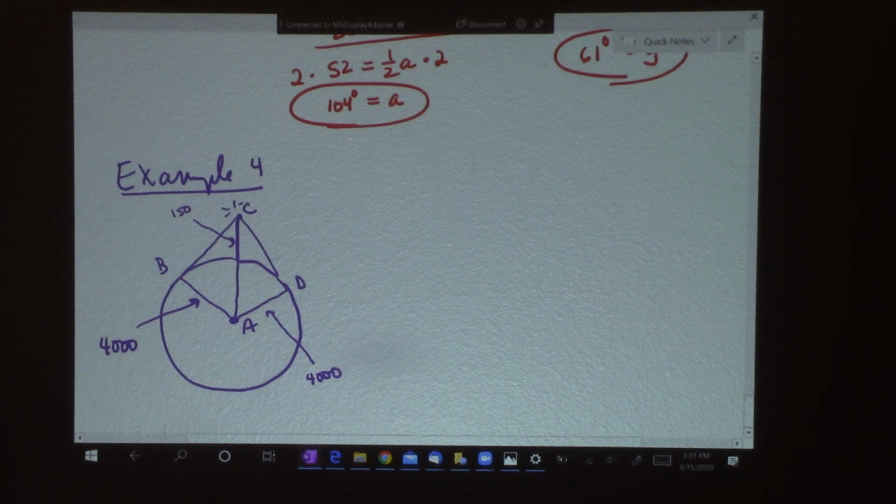And then CA, this whole thing here, is 4,150, which is the radius plus the distance above the earth to the northern lights. Okay. So in order to find the arc of BD, I need to find the measure of angle BCD. So we're going to talk about that.